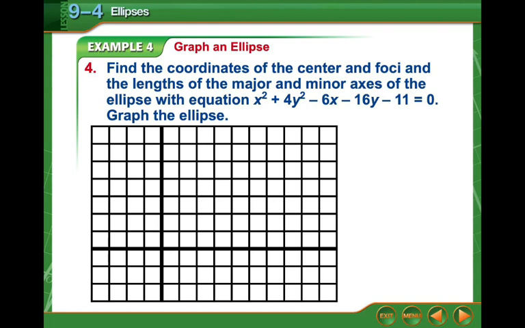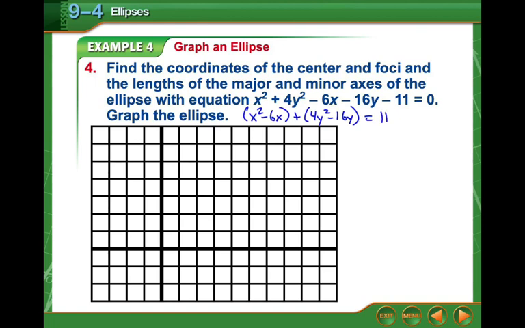This next one, though, we need to actually go ahead and come up with a lot with this one. All it gives us is this equation that's not written in the format we want it in. So what we need to do is group our x's and group our y's together. So we got an x squared minus 6x plus the y's. It's going to be 4y squared minus 16y. And we're going to take that 11 and put it on the other side. So we're going to add 11 to both sides, so it's equal to 11.